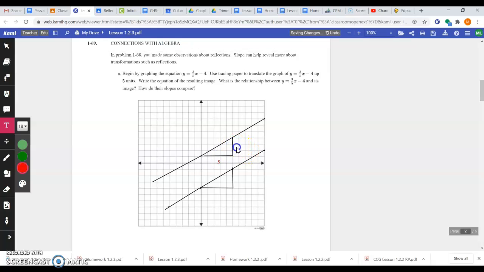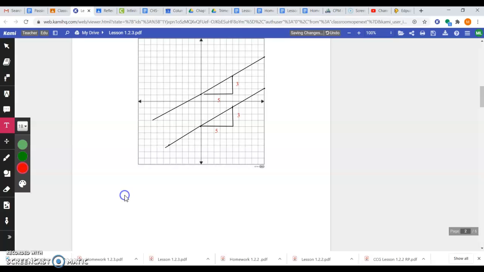And this part of the triangle is 3. This is 5. This is 3. Because it went over 5, up 3. Over here it went over 5 and up 3. So I have confirmed that the slopes are the same.